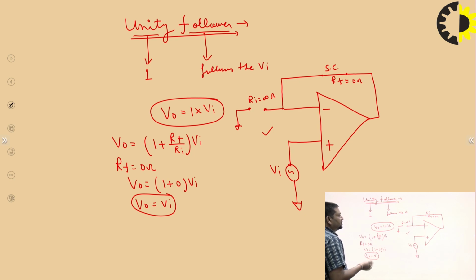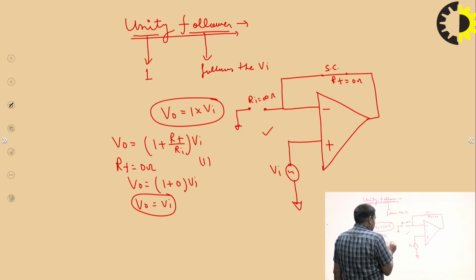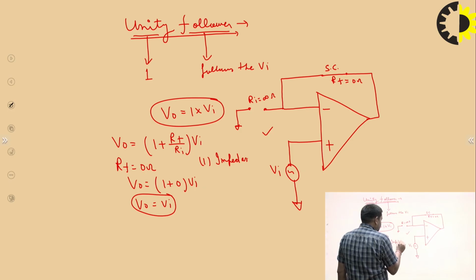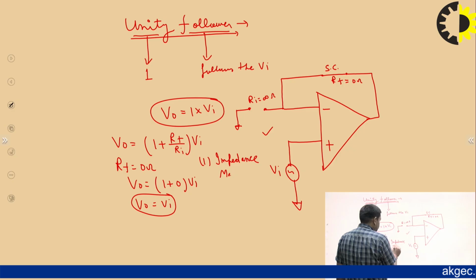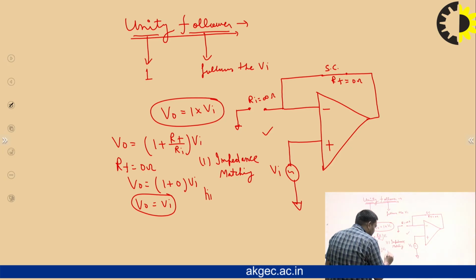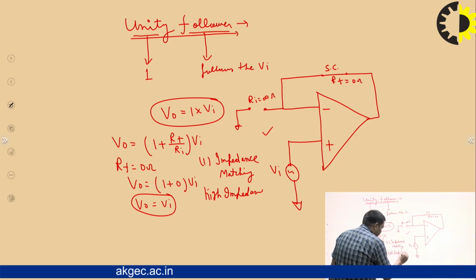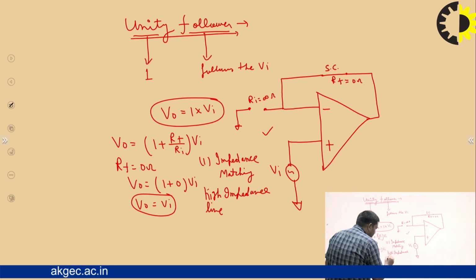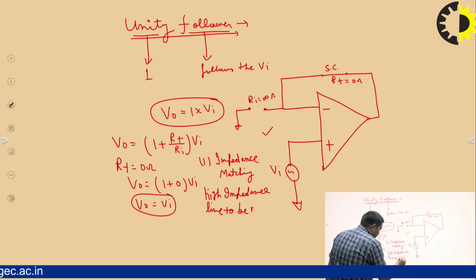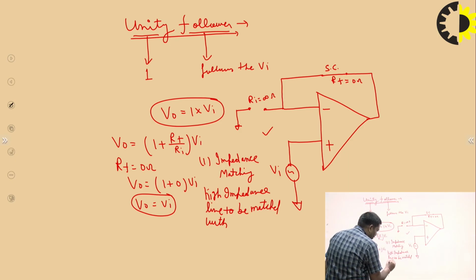So what is the application of unity follower? The first very important application is impedance matching. What is the meaning of impedance matching? A high impedance line is to be matched with a low impedance line.